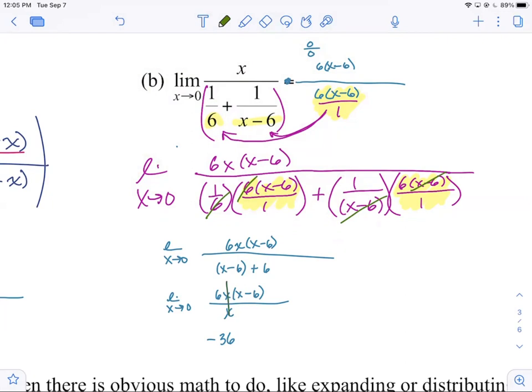So if you can learn to do that mentally, it's just a lot more efficient, okay? But you never want to be so efficient that you make careless mistakes because of it, right?